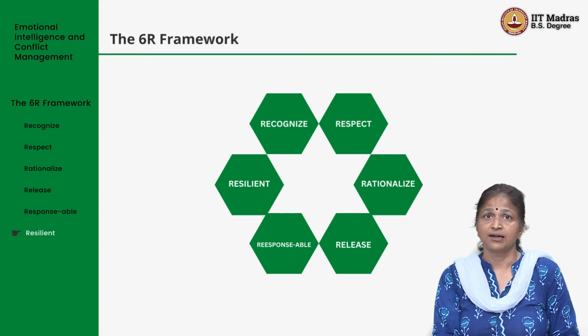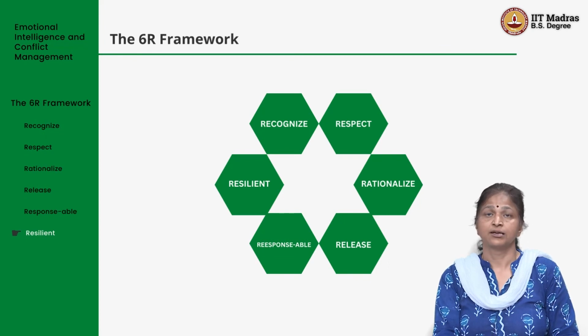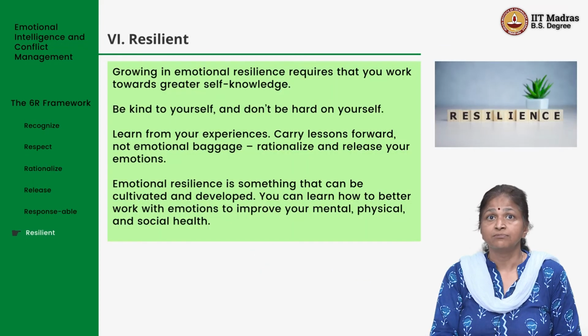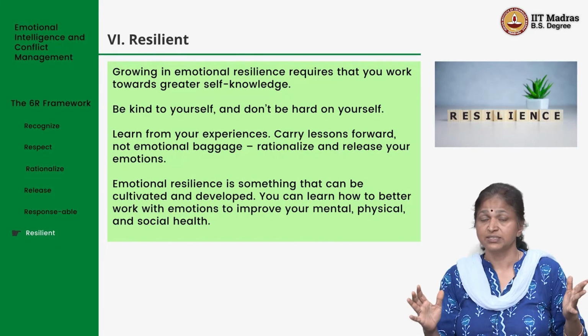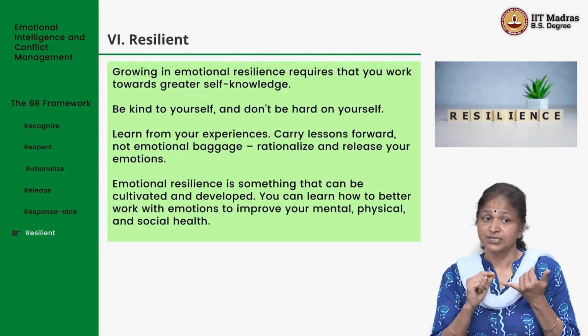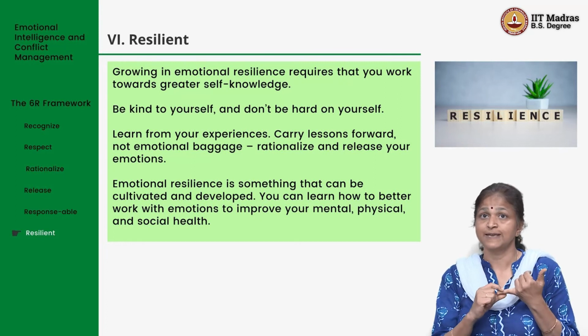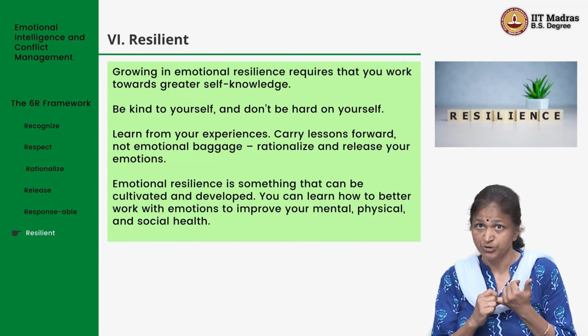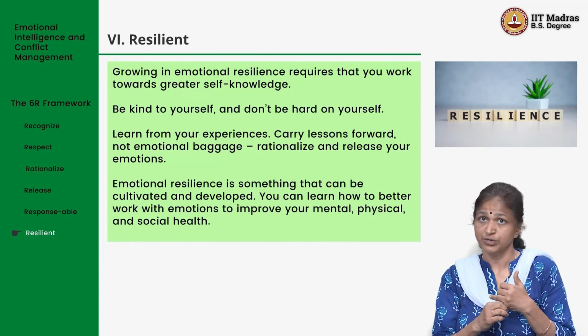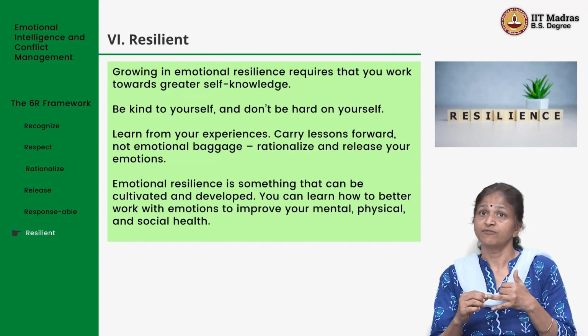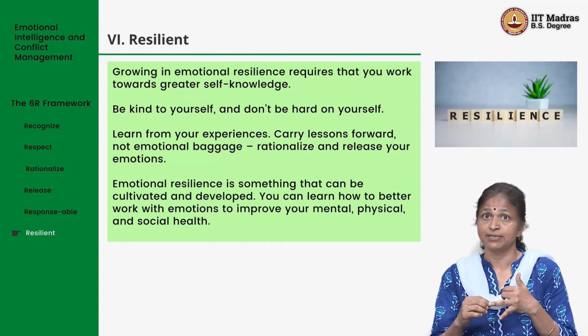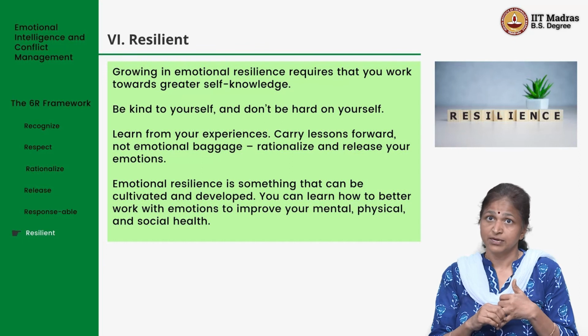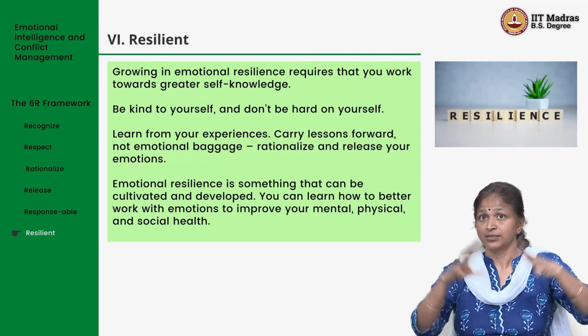So, the last star is become resilient. So, how do we become resilient? As I said, it's a process. First is recognizing your emotions. Next, it's about respecting your emotions. The third is rationalizing your emotions. The fourth is releasing your emotional energy. The fifth is building your resilience. And then becoming resilient is the whole process.